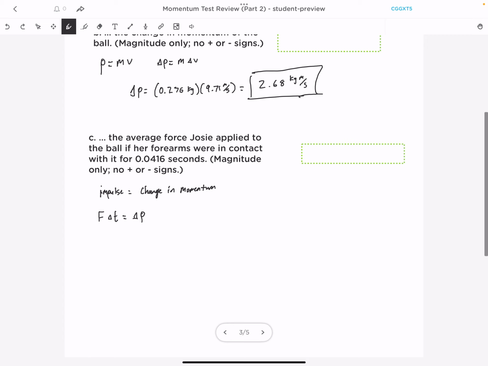Okay, so here we know the change in momentum is 2.68, and the impact force, we need to solve for that. So we're going to divide both sides by the impact time, right? And then now we can just plug in the values. So we have 2.68 kilogram meter per second, and we're going to divide that by the impact time of 0.0416 seconds. And then we end up with an average force of about 64.4 newtons.